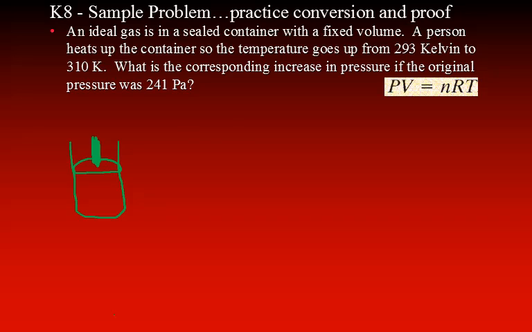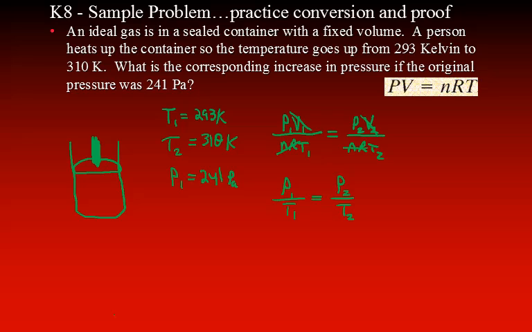All right, so we've got our gas: temperature 1, 293, temperature 2, 310, pressure 1, 241 pascals, and we can cancel volume from both sides. Volume's fixed, so same volume on both sides, same number of moles on both sides. The ideal gas constant's the same for both, so we're looking at a ratio of the pressures and temperatures, and we end up getting a pressure of 254.98 pascals.